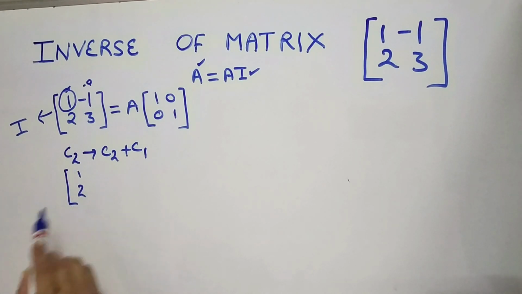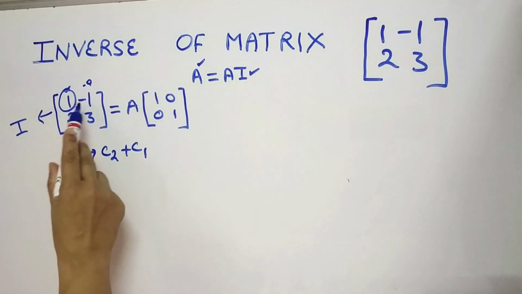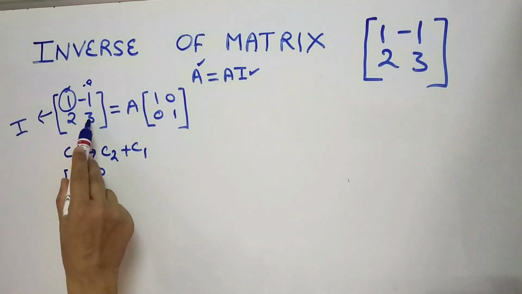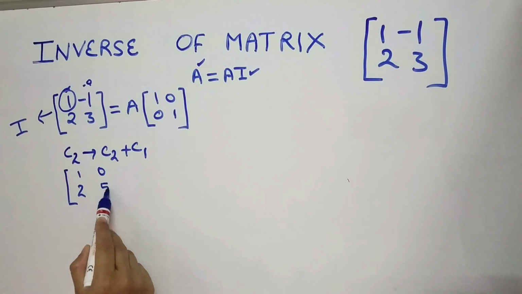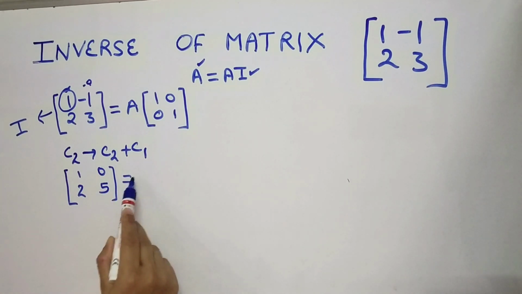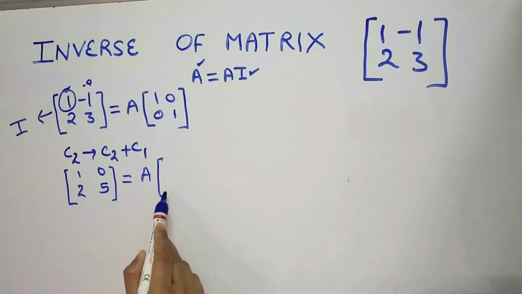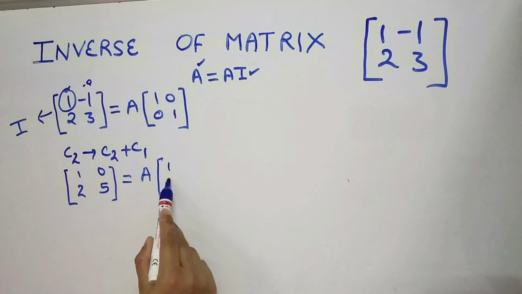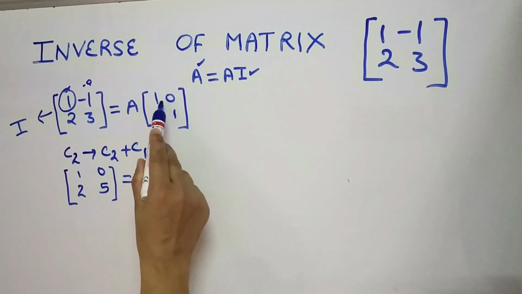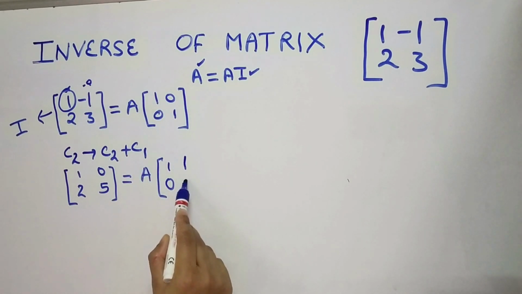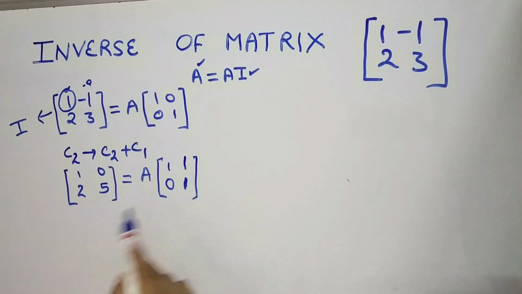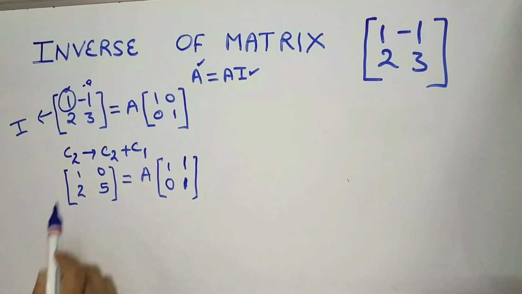Column 1 will come as it is. There will be changes in C2 only. So 1 minus 1 will be 0, and 3 plus 2 will be 5. Then the first column will come as it is, and the second column will be C2 plus C1, here it will be 1. So now we got this one. We got the first row, it's fine.